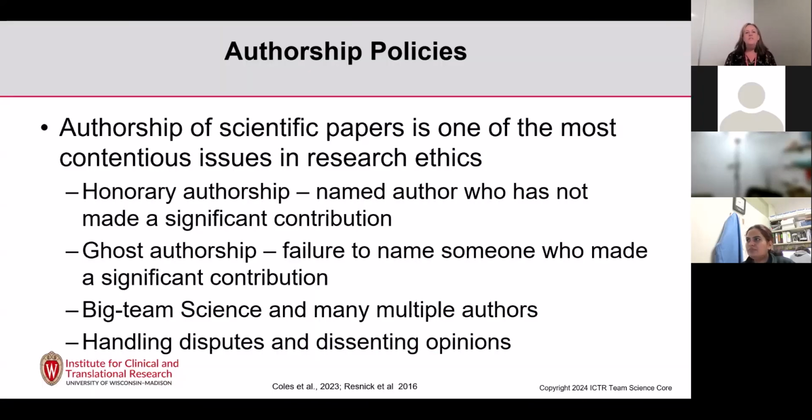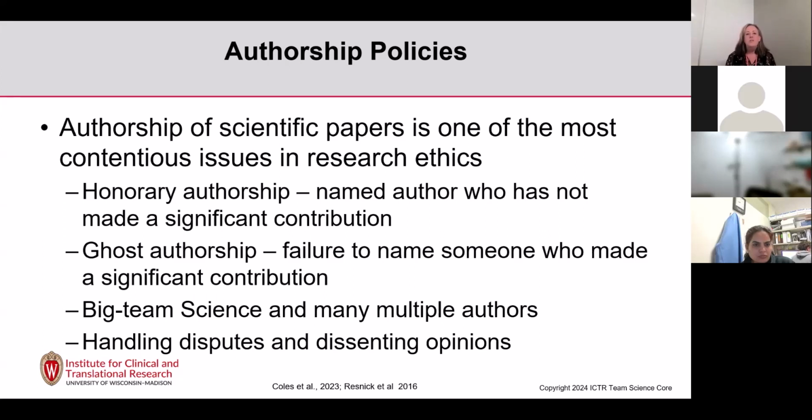One of the reasons we talk about authorship a lot, I don't think this will come as a surprise to anybody, is that authorship of scientific papers is one of the most contentious issues in research ethics. It's one of the most contested things, probably the most common thing that people have disagreements about. And that can come in a number of different forms, whether it's honorary authorship, so somebody who didn't really make a contribution but is named an author, or ghost authorship, people who are completely left off publications. I know that happens, unfortunately.